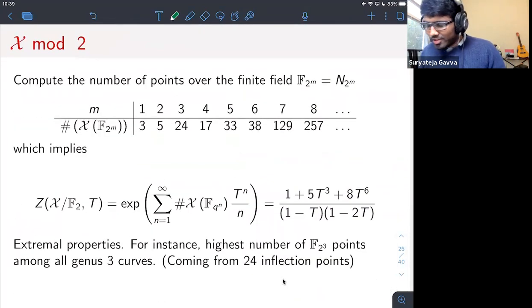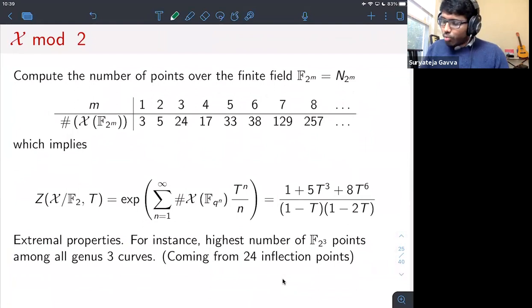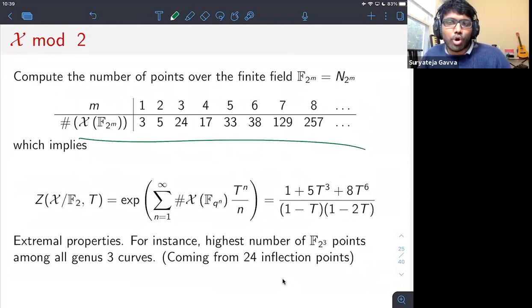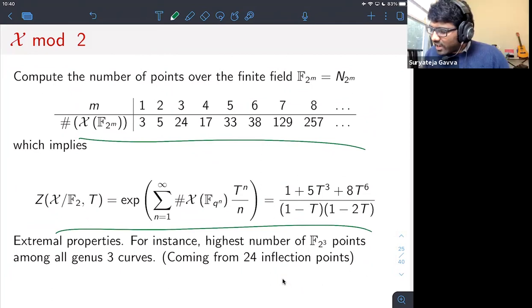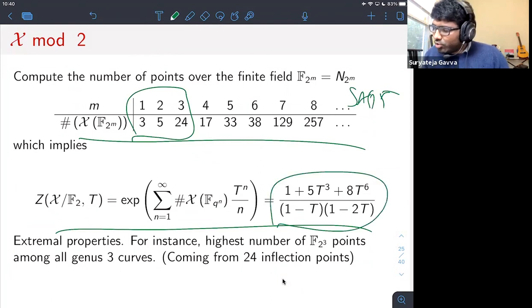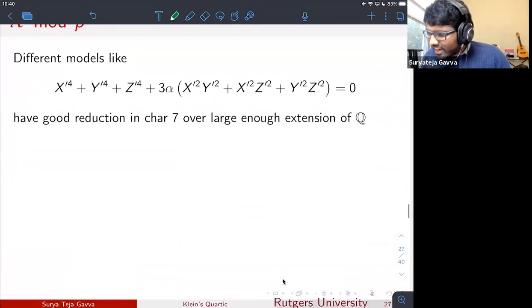For instance, I'll skip this, but you can try to compute things about this curve. You can just take the curve modulo some prime, look at the curve over the finite fields, and you can compute something called the zeta function. Sage gives you these numbers, and then I can compute this. You don't need all the numbers, just finitely many; if you compute the first few, you can compute the zeta function. And mod 7, the curve is singular. This is a singular point if you want, and there are other things, but I'll skip that.